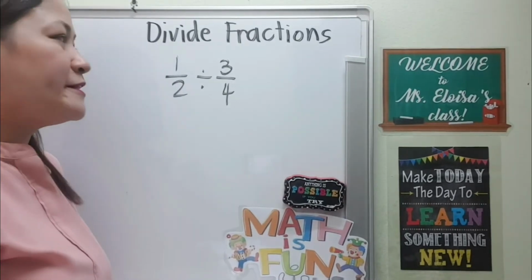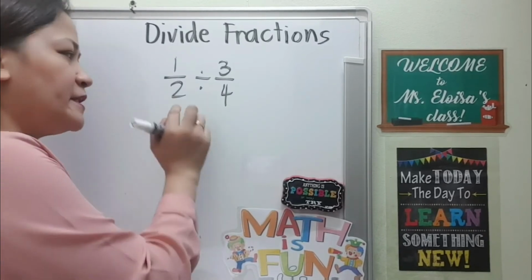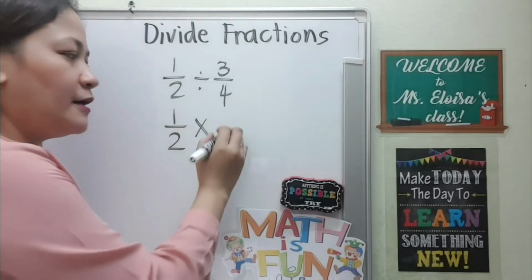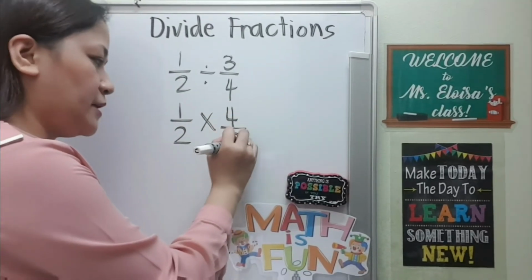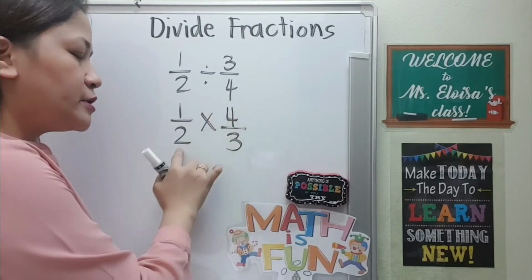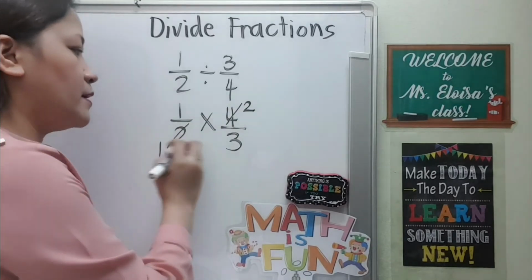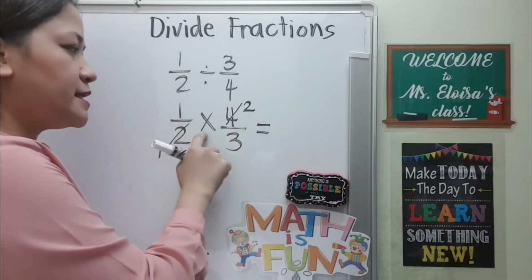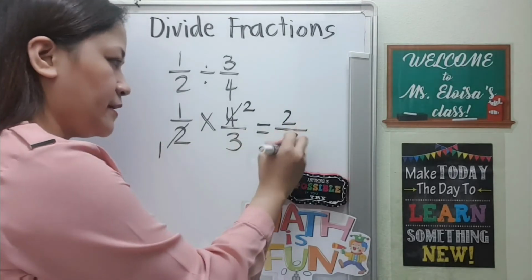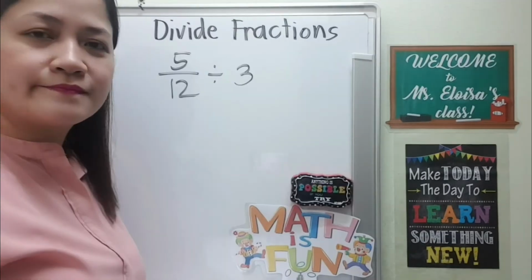Next example. 1/2 divided by 3/4. So copy the first number times the reciprocal, 4 over 3. So no common factor. 4 and 2, the common factor is 2. So this will be 2 and this will be 1. So that will be 1 times 2 over 1 times 3. And the answer is 2/3.